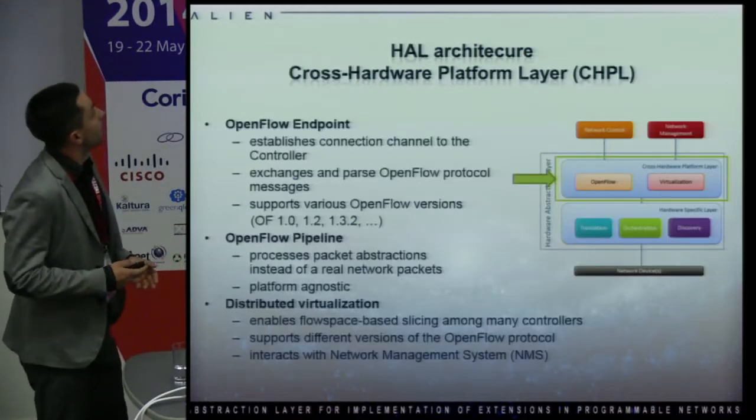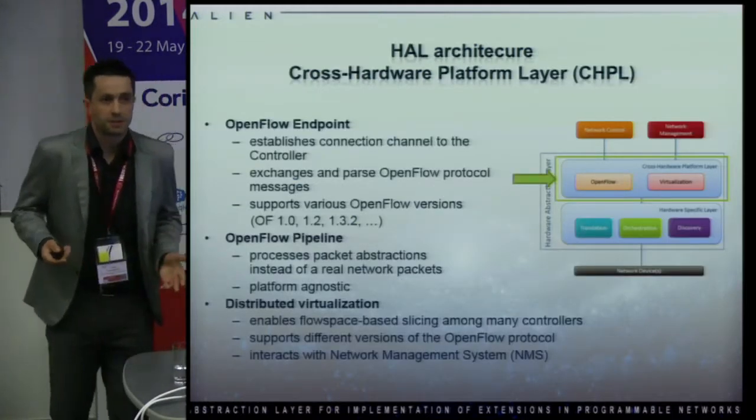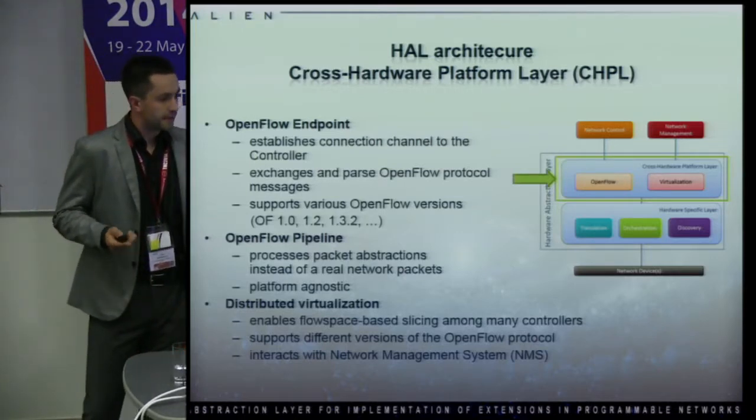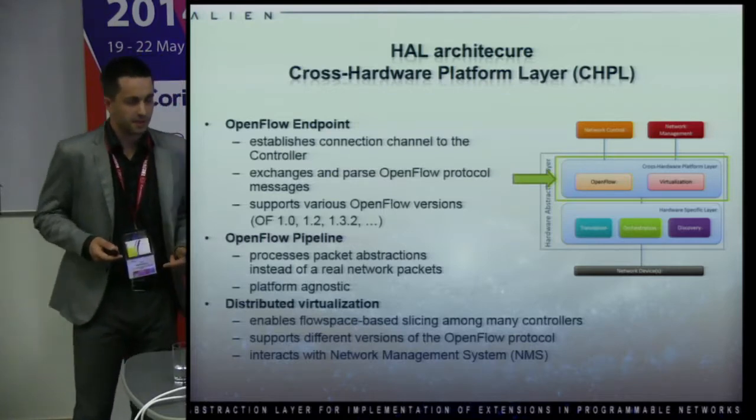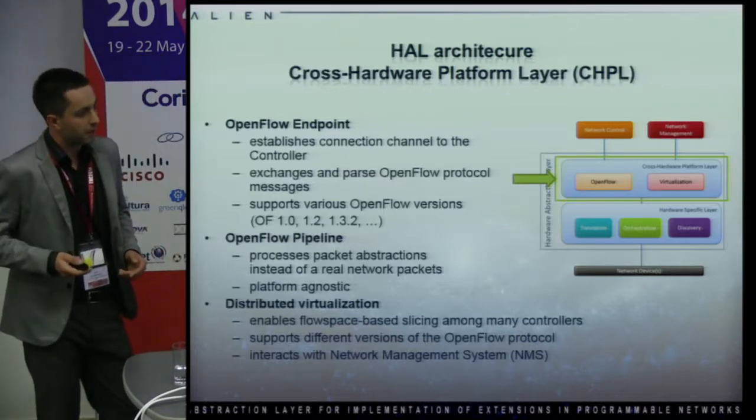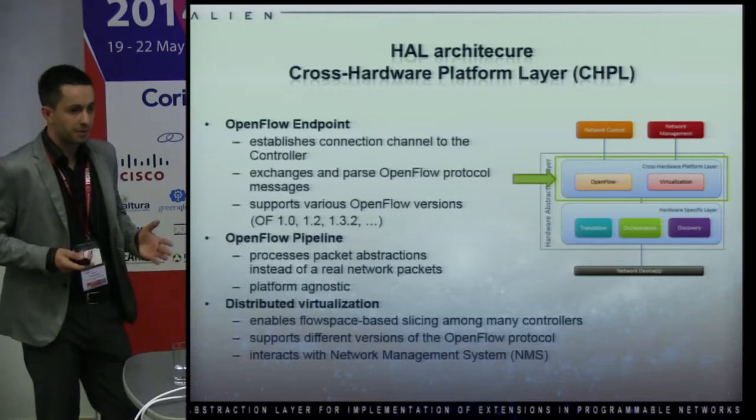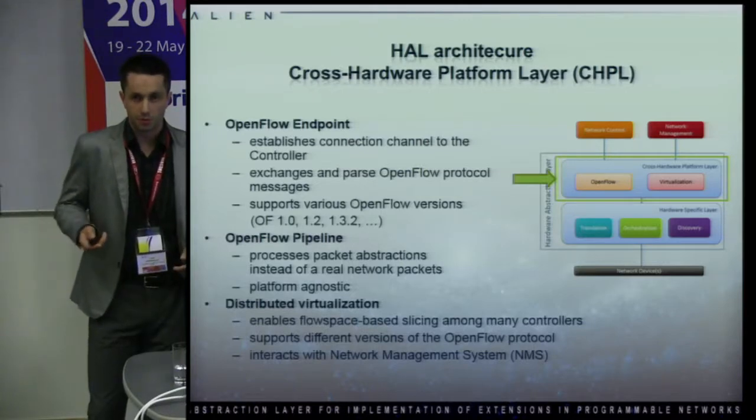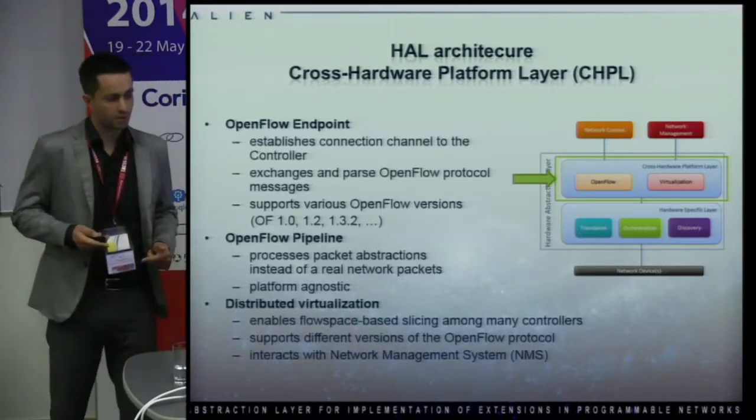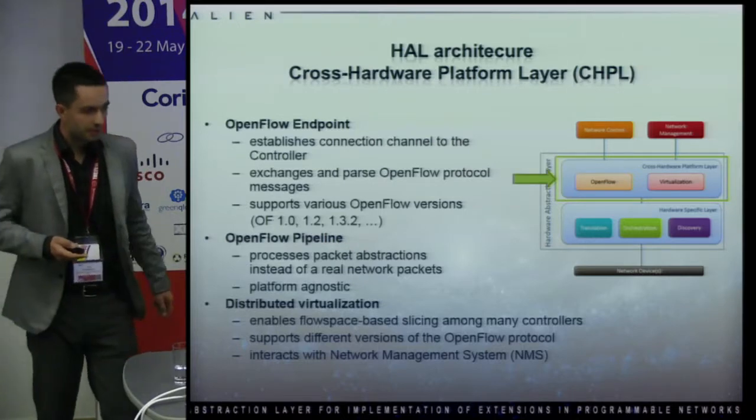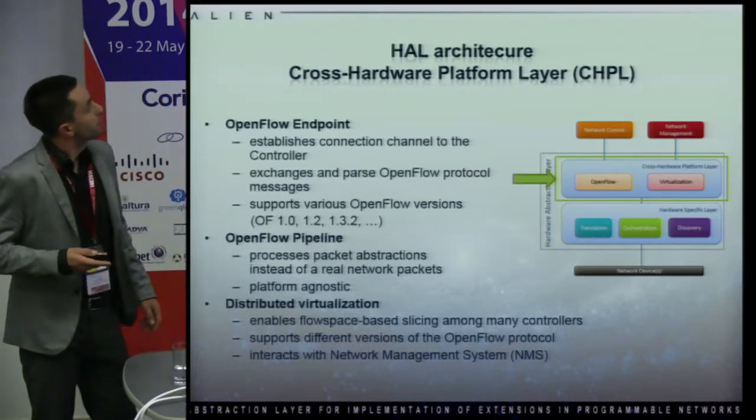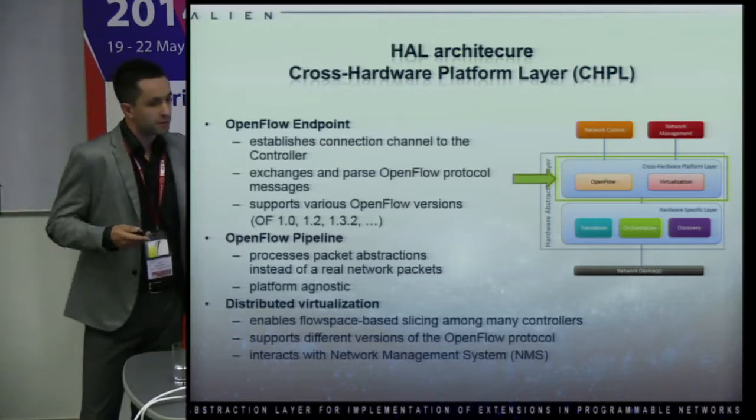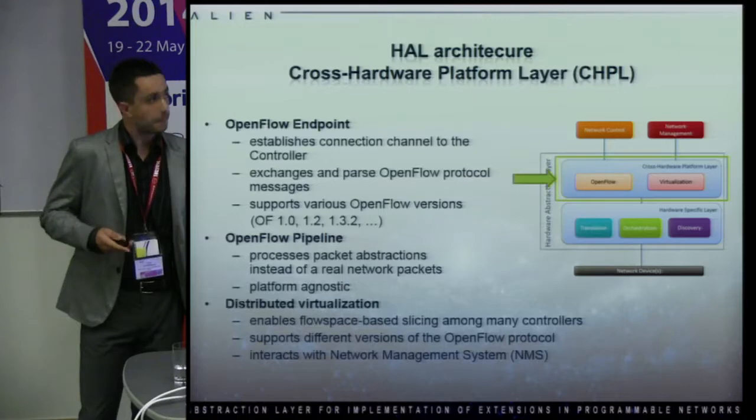So, the OpenFlow endpoint establishes a channel connection to the SDN controller. It is a parser of OpenFlow messages. It exchanges the messages with the controller and can be configured to support different OpenFlow versions. Currently, it's 1.0, 1.2, 1.3.2. There is also an optional component, the OpenFlow pipeline, which processes packet abstractions instead of real network packets. It's a software realization of the pipeline.